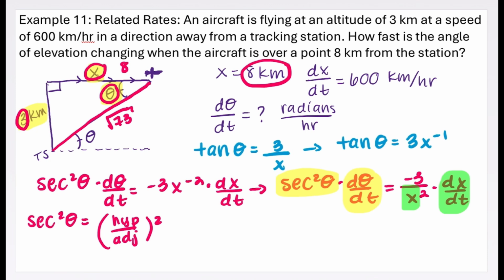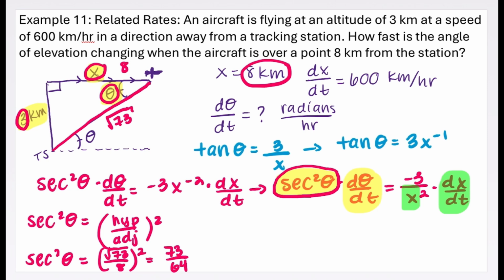So this will turn into the hypotenuse, which is the square root of 73 over 8 squared, which will end up being 73 over 64. So 73 over 64 is the value of secant squared x at that particular moment in time. So I'm going to have 73 over 64 times d theta dt equals negative 3 over 8 squared times 600.